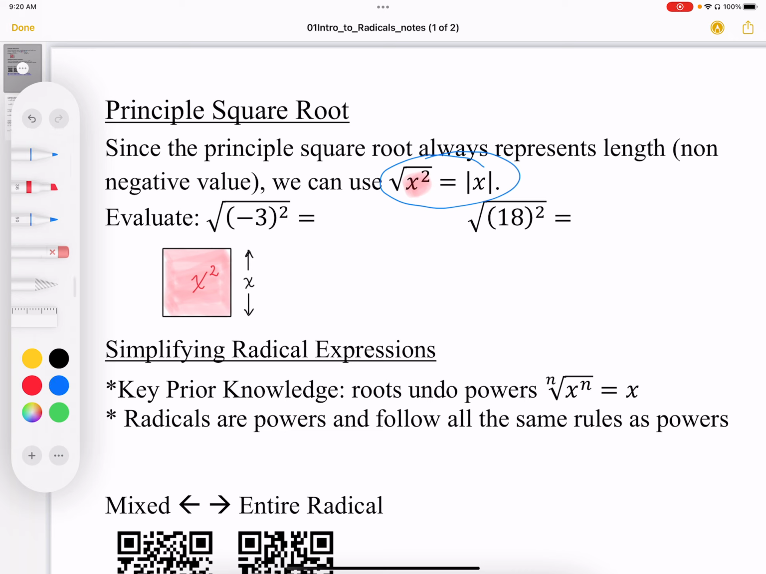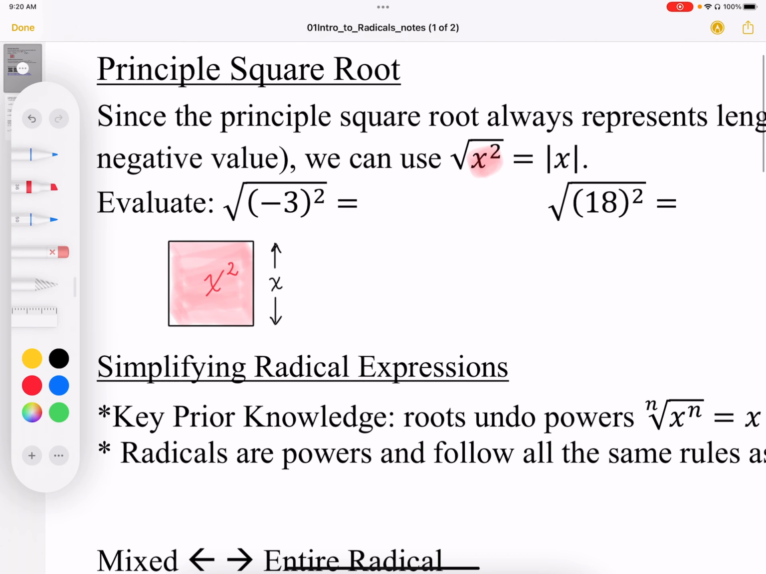Now, where this can be a little bit confusing is when we start dealing with expressions like this, the square root of -3 squared. And when we do this, it's important to recognize that that's going to be +3 because the principal square root, the square root, is always defined as positive.